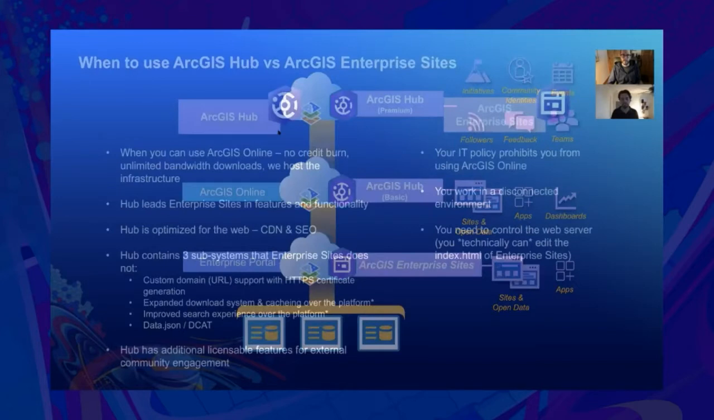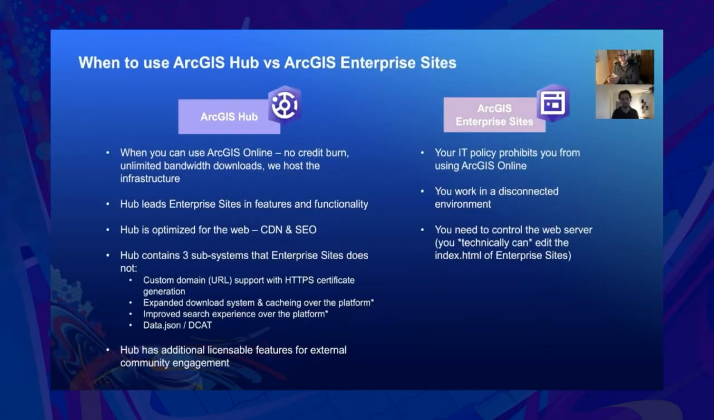I get asked this pretty frequently. When should I use Hub versus Enterprise Sites? And really, the answer is when should you use SaaS versus an on-prem product? If you can use ArcGIS Online, it's nice because you don't have to worry about downloads through some resources. We host the infrastructure. You know, a data set goes popular and we take care of it. Hub also is ahead of Enterprise Sites, which only releases twice a year. So that means even if you're using Enterprise Sites, you should look at Hub to get a feel for what's going to be out in Enterprise Sites in the next 6 or 12 months.